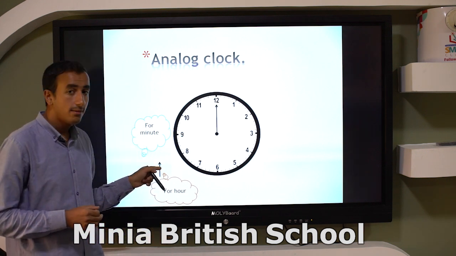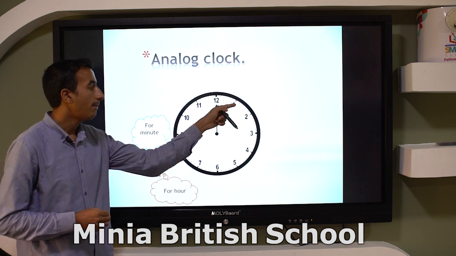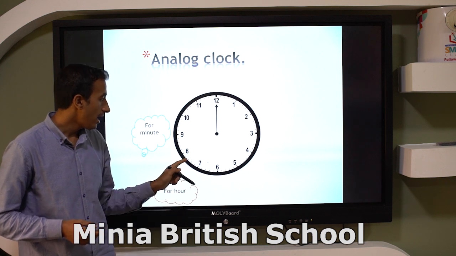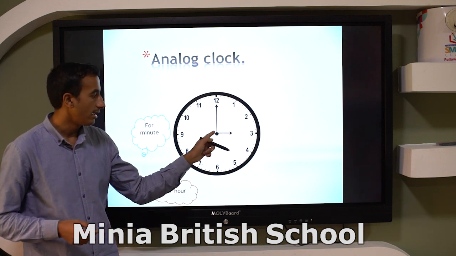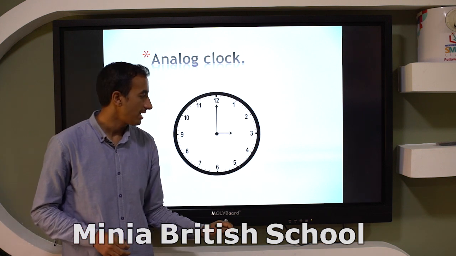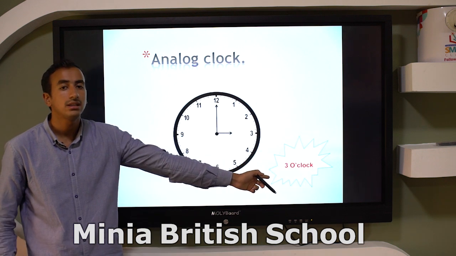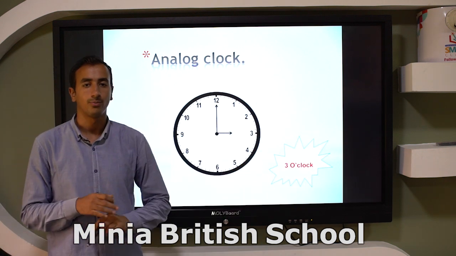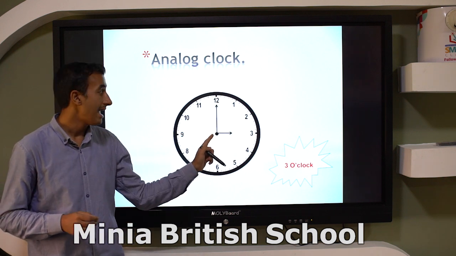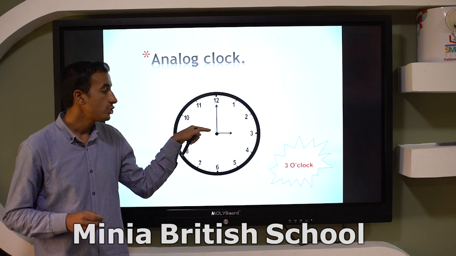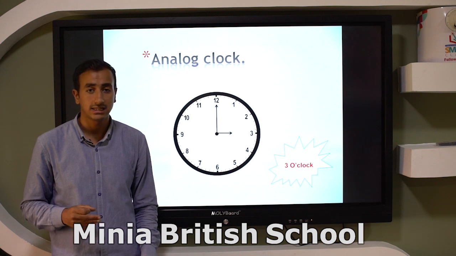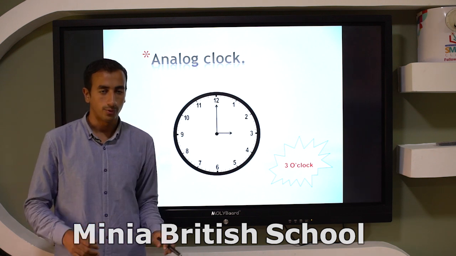And we can move the short hand to the numbers, for example 4 o'clock. In the same way, we can move this short hand up to 3. So it's 3 o'clock. We can rewrite it here as 3 o'clock. If we have the long hand at 12 and the short hand for hours at 3, we can say that it's 3 o'clock.